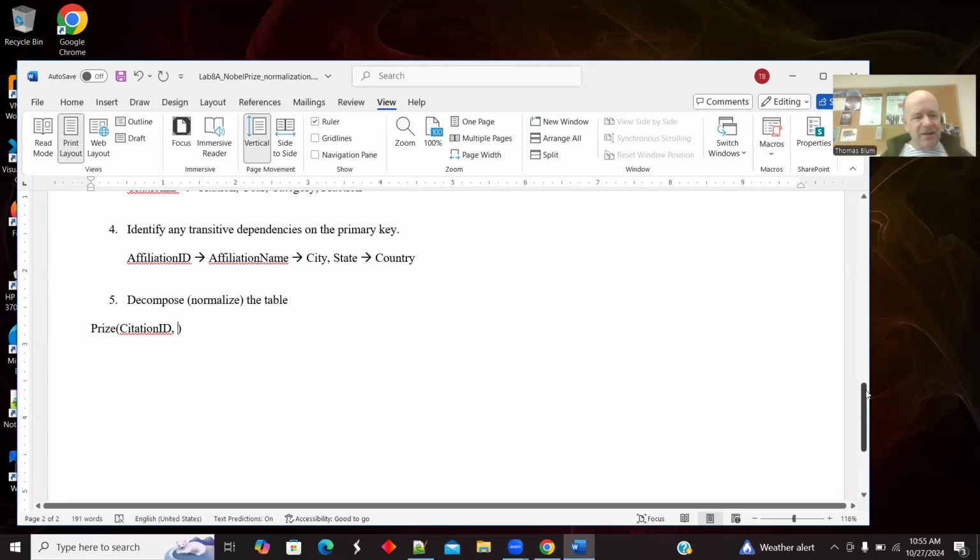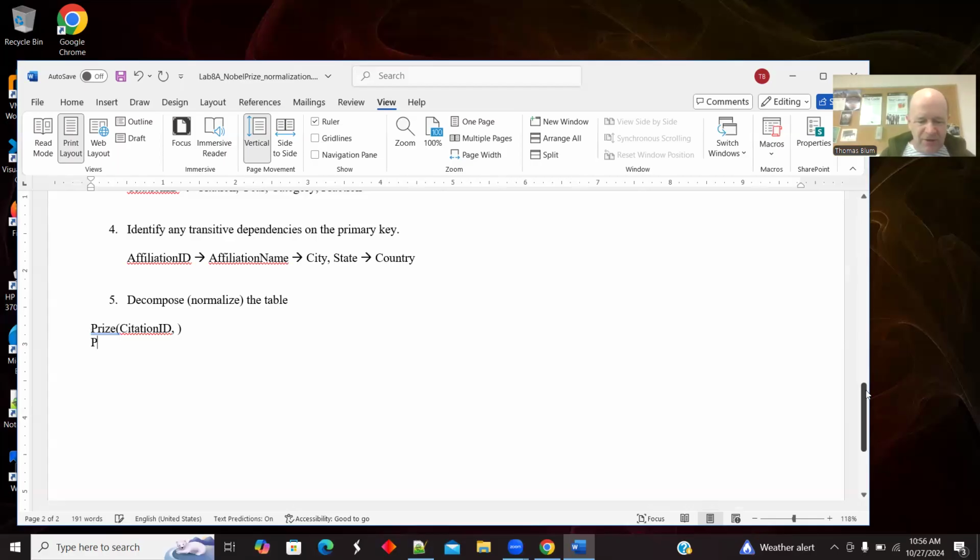So then there's a citation, and then what else are we going to have? The citation, the person. Let's figure out what fields go where after we figure out our tables. There's a person or a winner. There is the prize. There's some affiliation. So these are the institutes, universities, and research institutes that people work for.